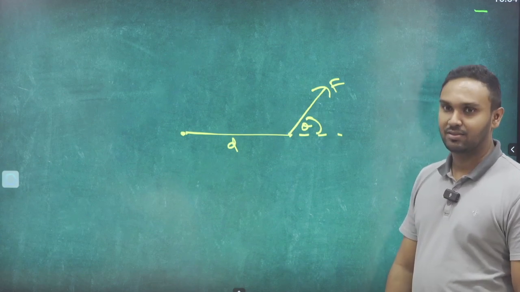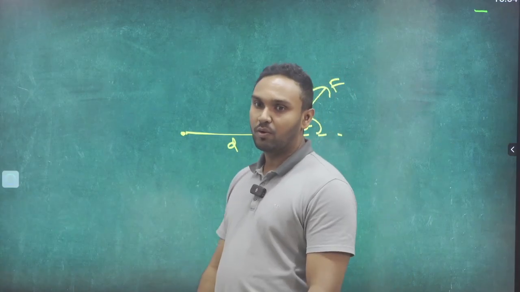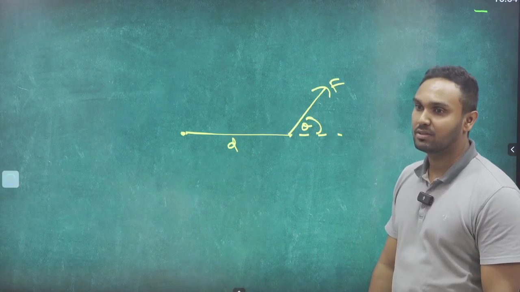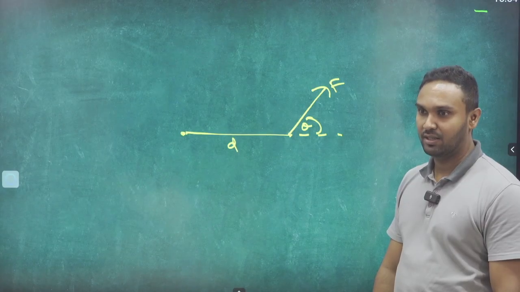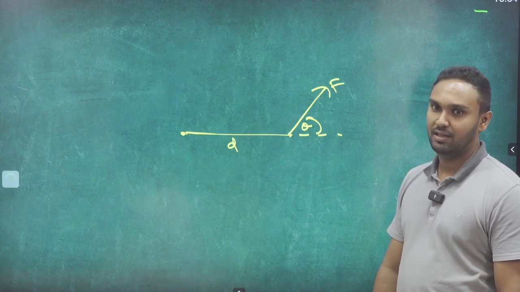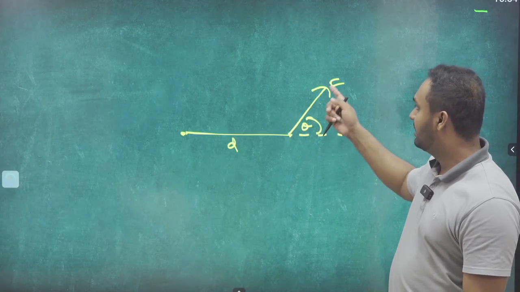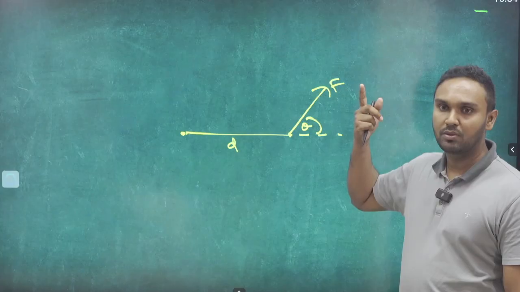It is rotating. It is going to rotate, right? But would the torque be F into D or something else? Is the torque F into D? Yes, right. When we apply it at an angle like this, the torque will be less than F into D.